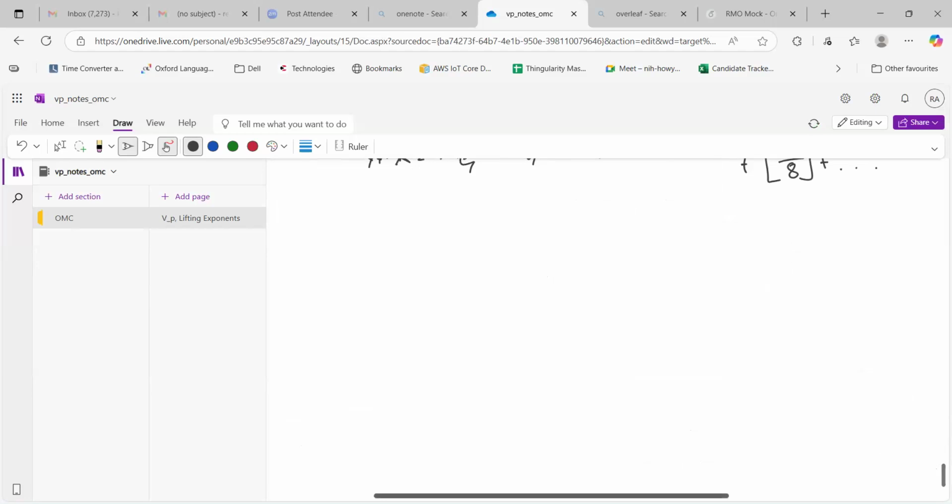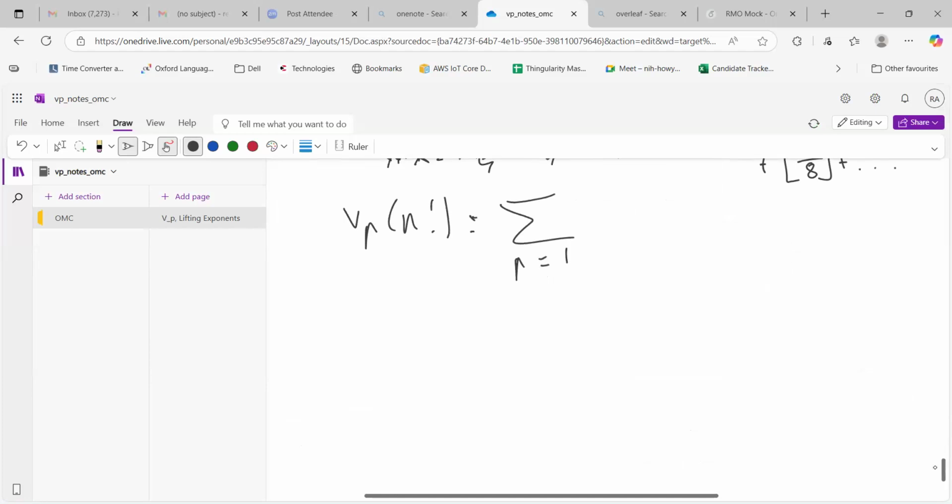So the final formula we get is vp of n factorial is equal to the summation from i equals 1 all the way to infinity of floor of n by p to the power i.